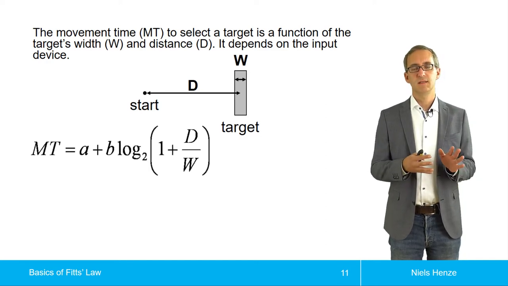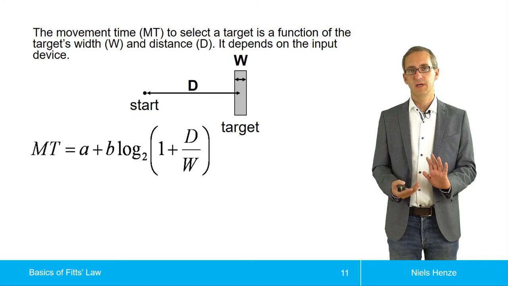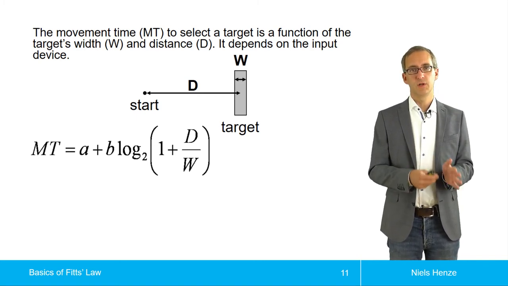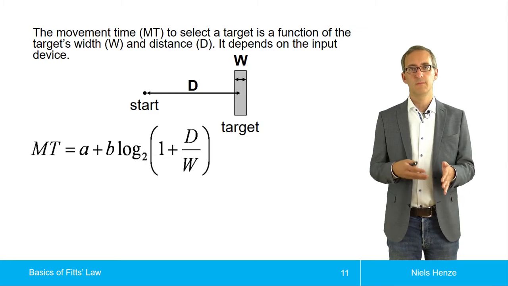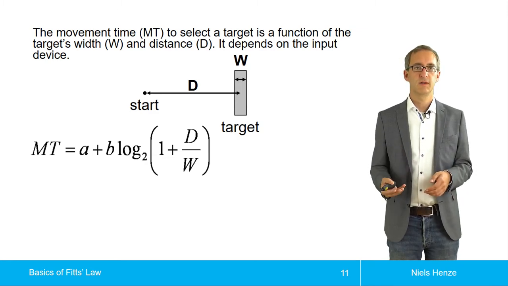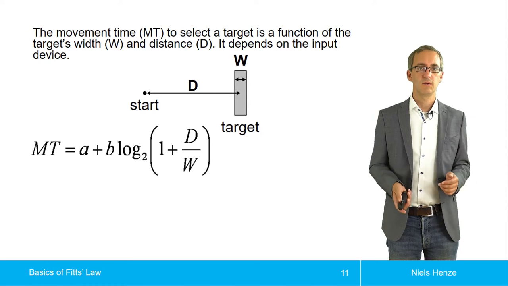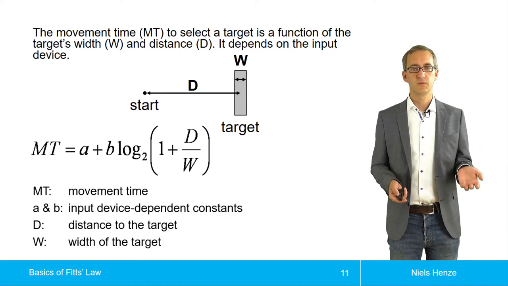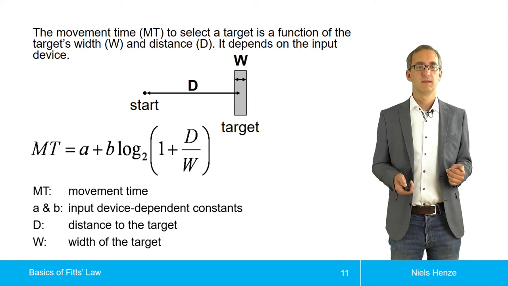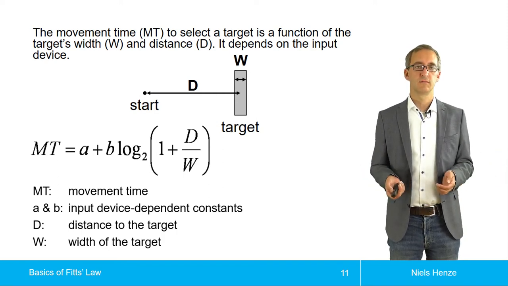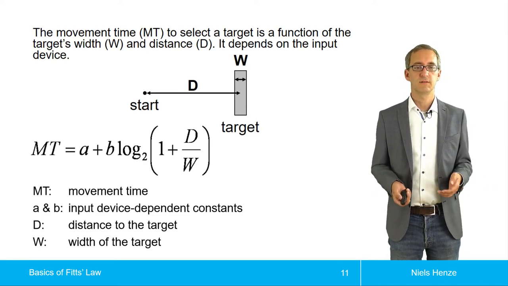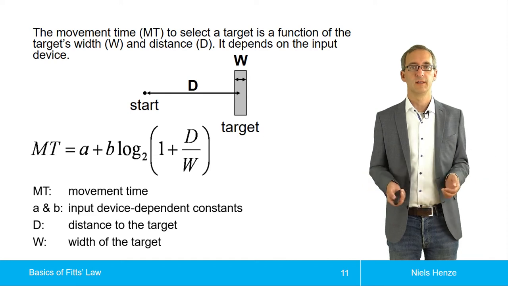And well, he realized, inspired by information theory, that if you use log of 1 plus D divided by W, that kind of works. So he had these different components. He had the movement time, he had A and B, and these are device-specific constants, and then he had D for the distance and W for how wide is the target.